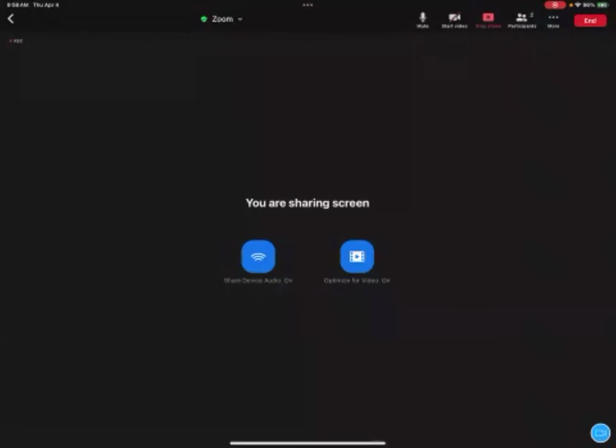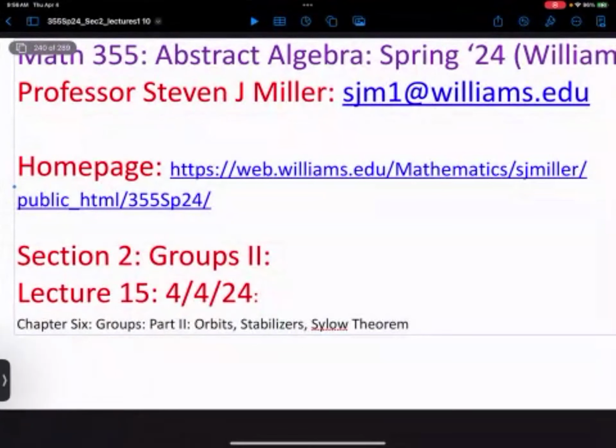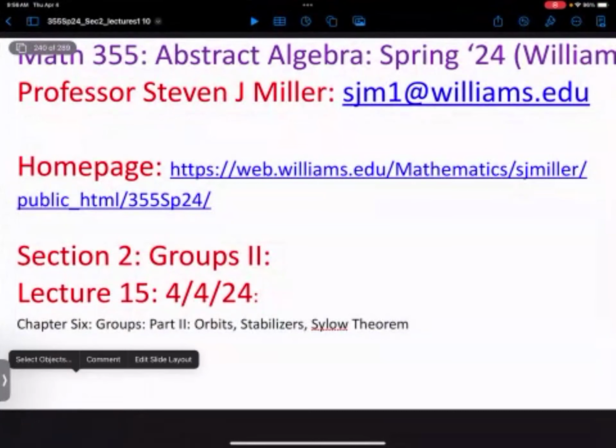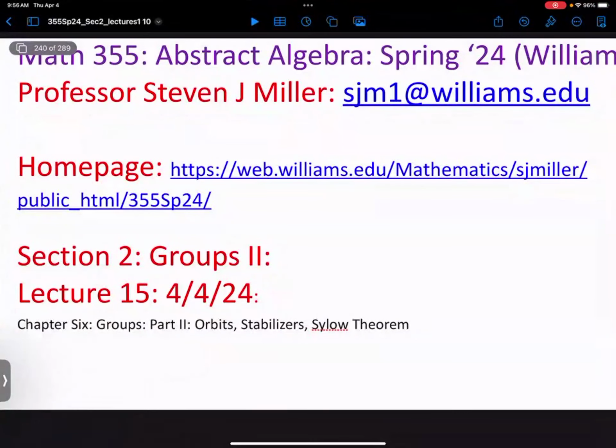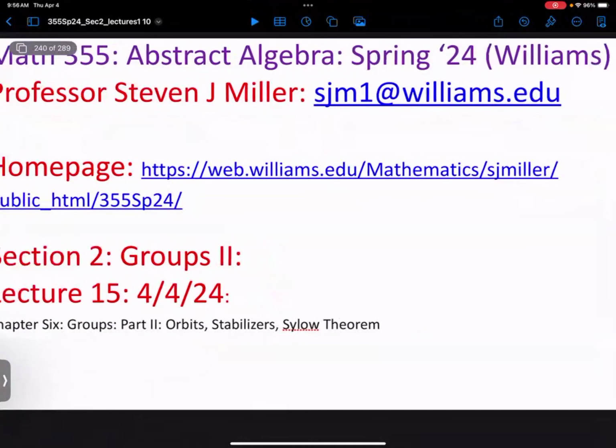Okay, so welcome to Math 355 Abstract Algebra. This is lecture 15. What I want to do today is finish off the parts of chapter 6 that we're going to do, which is our next exploration of groups: orbit stabilizers, and the first of the Sylow theorems. So the idea is to try to understand what are the possible structures of groups. To do this, we're going to come up with some really nice ways of attacking groups and extracting information from them.